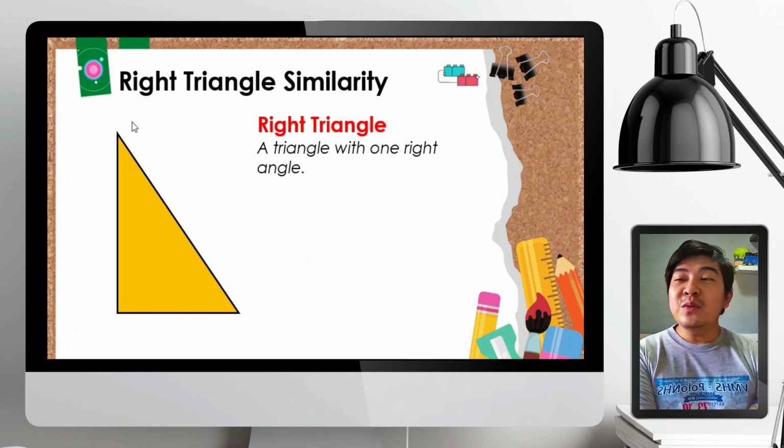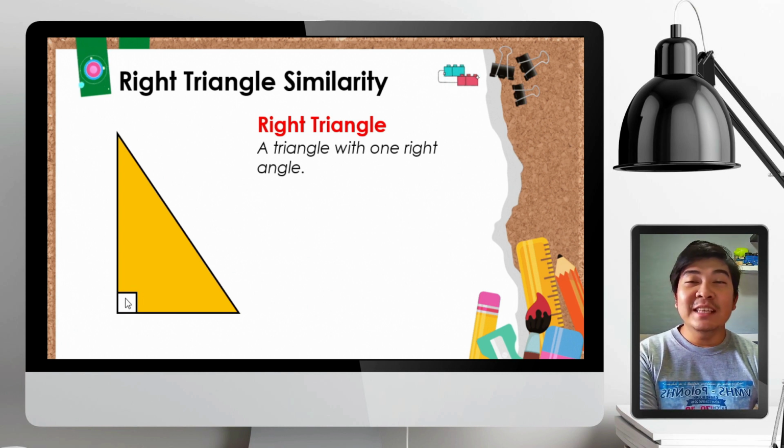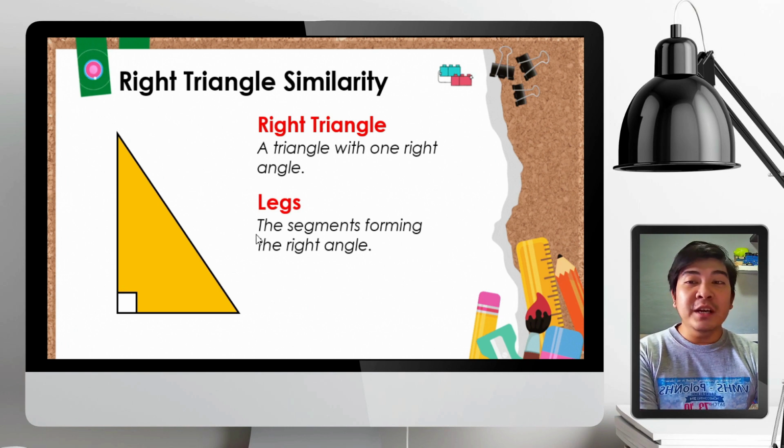Suppose that we have this illustration as our right triangle. It is not complete if it has no small box. The representation of this small box is that the measure is 90 degrees. Next, let us have the parts. The first one are the legs of our right triangle. These are the segments forming the right angle.